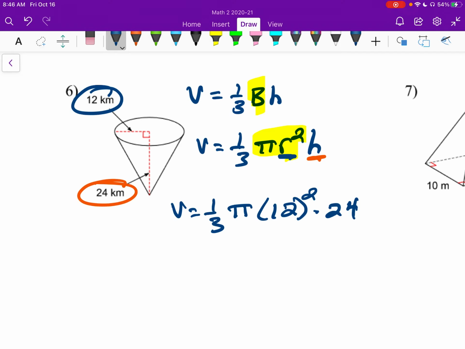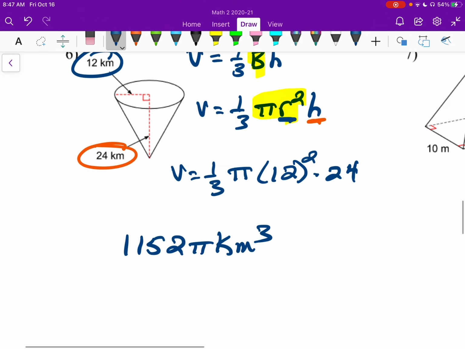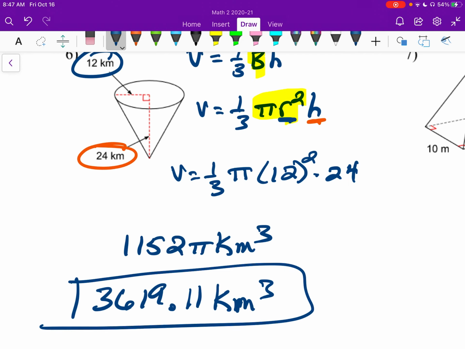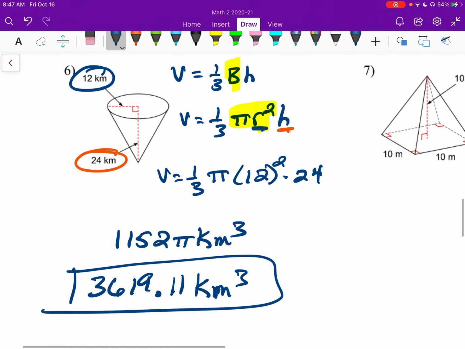For starters, I'm going to leave things in terms of pi. So 12 squared divided by 3 times 24 gives me 1152, and then I have a pi. This is kilometers cubed. Now whenever I multiply in the pi, I get 3619.11, and we're still kilometers cubed. There we are.